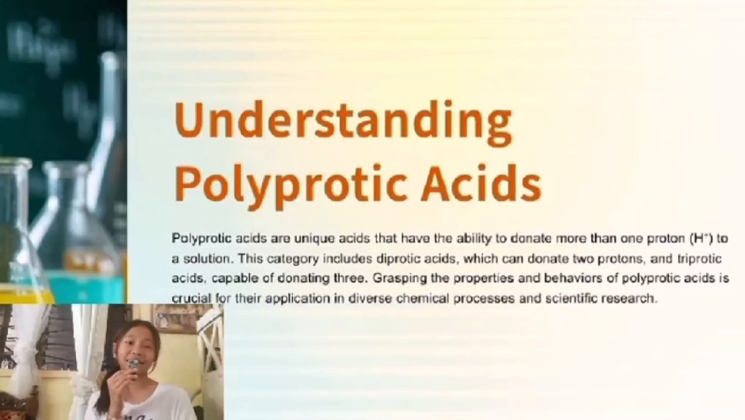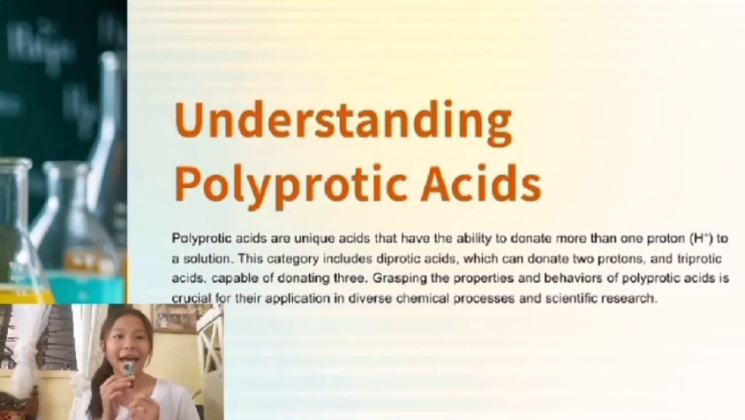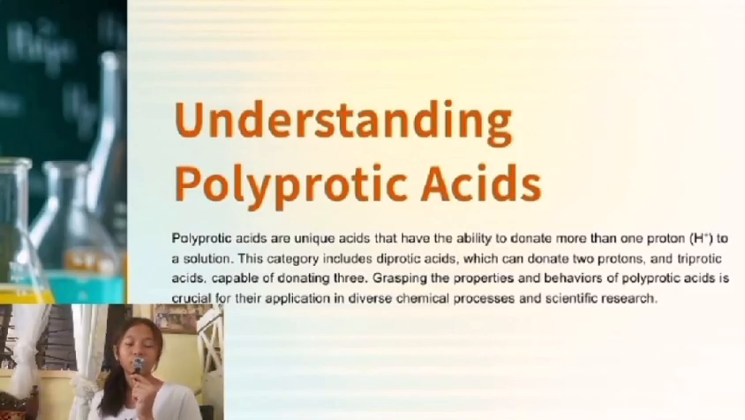Good day everyone. Today we are going to tackle polyprotic acids. Polyprotic acids are unique acids that have the ability to donate more than one proton to a solution. This category includes diprotic acids, which can donate two protons, and triprotic acids, capable of donating three.